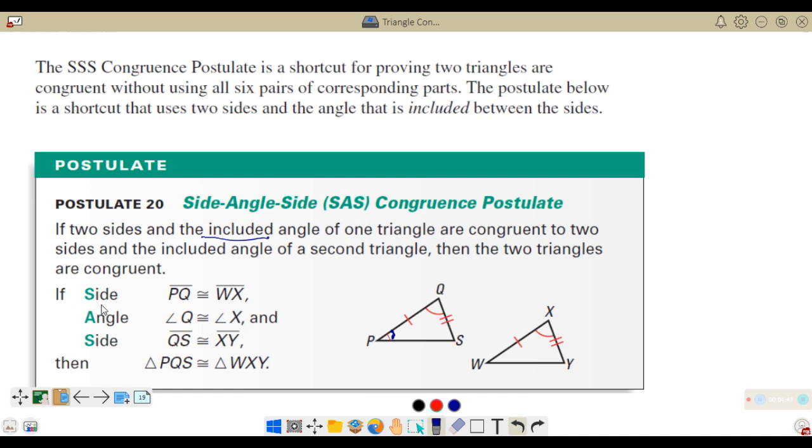So dito, if side PQ is congruent to side WX and angle Q is congruent to angle X and side QS is congruent to side XY, then triangle PQS is congruent to triangle WXY. So hindi po pwede na non-corresponding yung dalawang angles na given sa'yo. Dapat corresponding angles din siya. Okay?